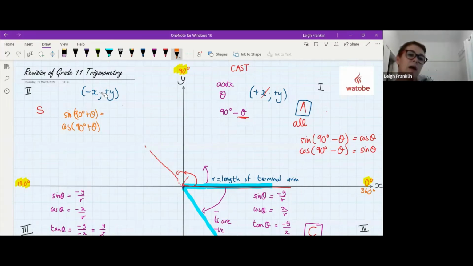Okay, so remember, the output takes the sign of the original function. So if we're talking about sine 90 plus theta, that is quadrant 2. And sine theta is positive in quadrant 2. So what comes out, cos theta, is also going to be positive. As far as cos 90 plus theta, and this is the one that we really need to remember, cos theta is negative in quadrant 2. All right, so our outcome is negative sine theta. Okay, very, very important for you going forward. Everybody happy with that?